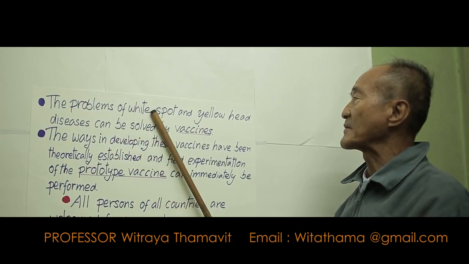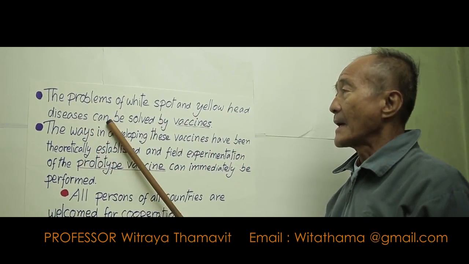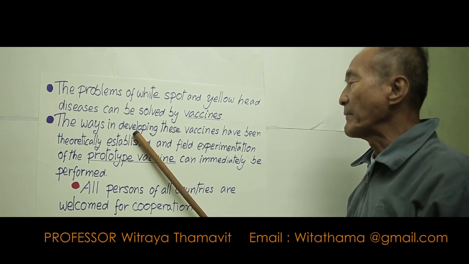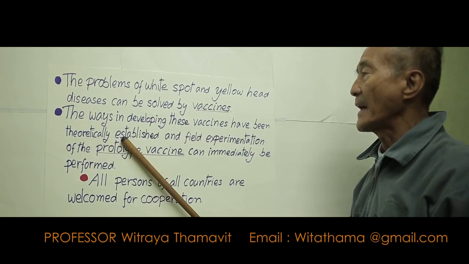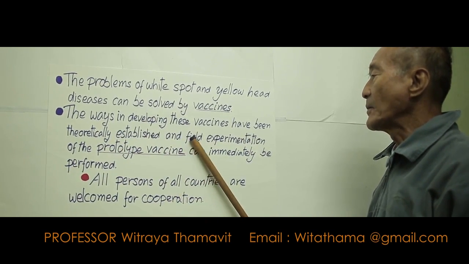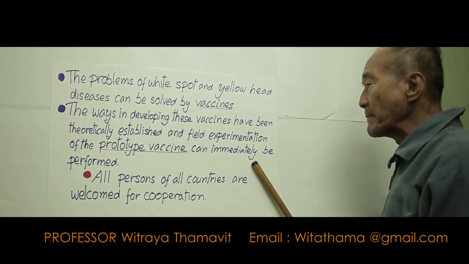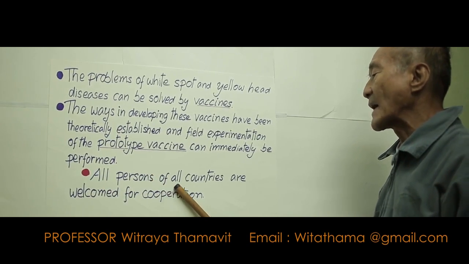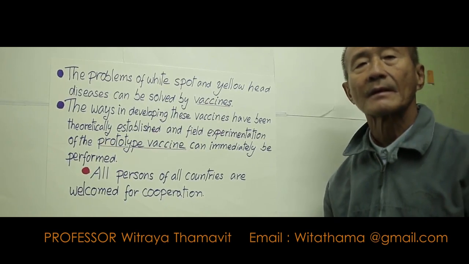Pyknotic nucleus. The problems of white spot and yellow head diseases can be solved by vaccine. The way of developing these vaccines has been theoretically established, and few experimentations of prototype vaccines can immediately be performed. All persons of all countries are welcome for cooperation. Thank you.